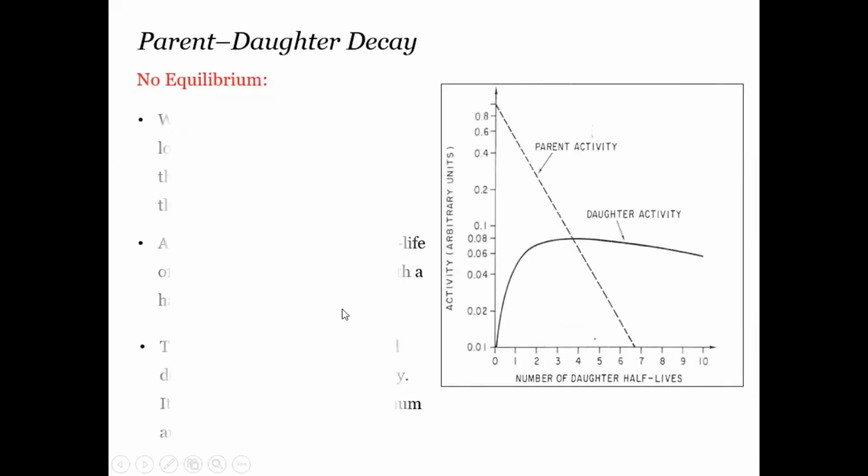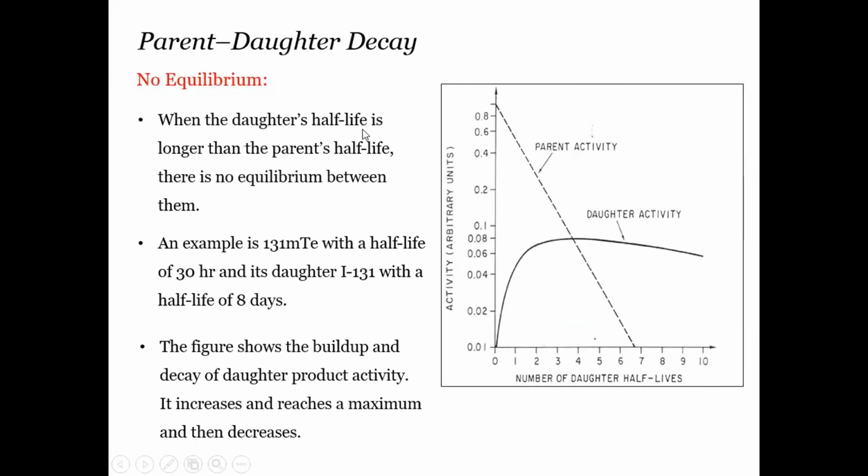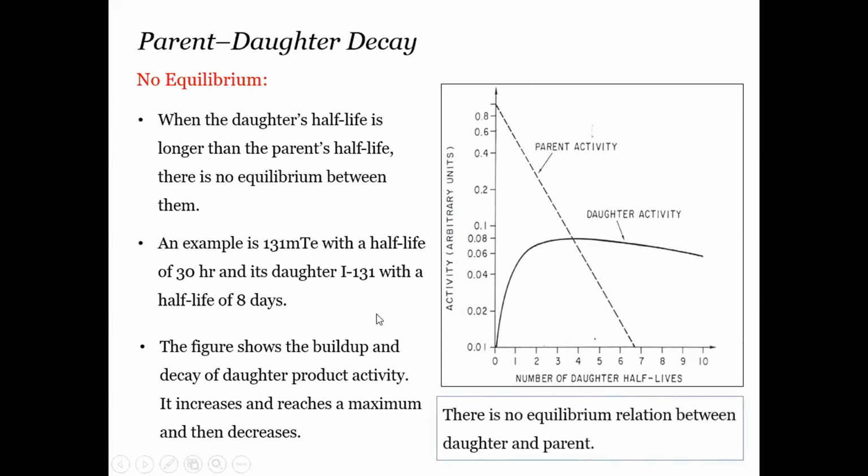The no equilibrium case is when the daughter's half-life is longer than the parent's half-life. There is no equilibrium then. The parent activity is going down like this, and the daughter activity is increasing and then decreasing. But we cannot figure out any relationship between the ratios or the values. They are really independent of each other.